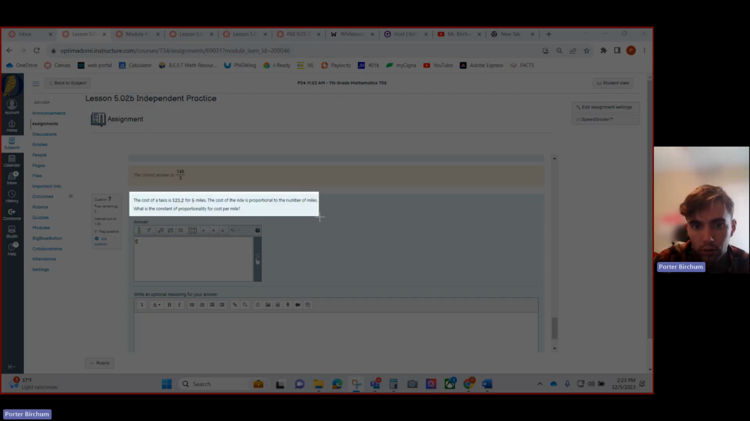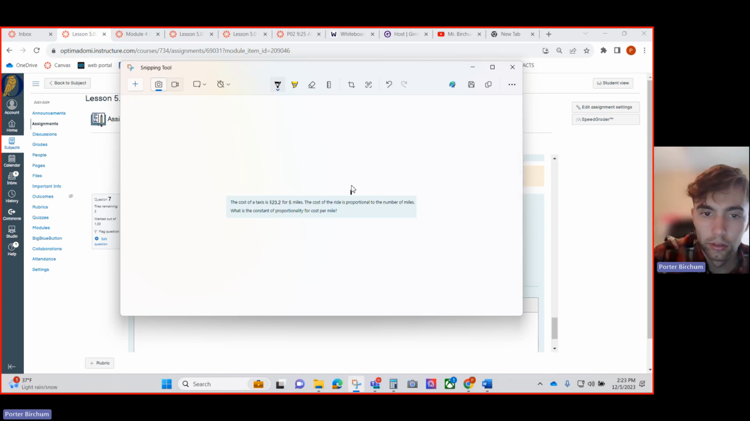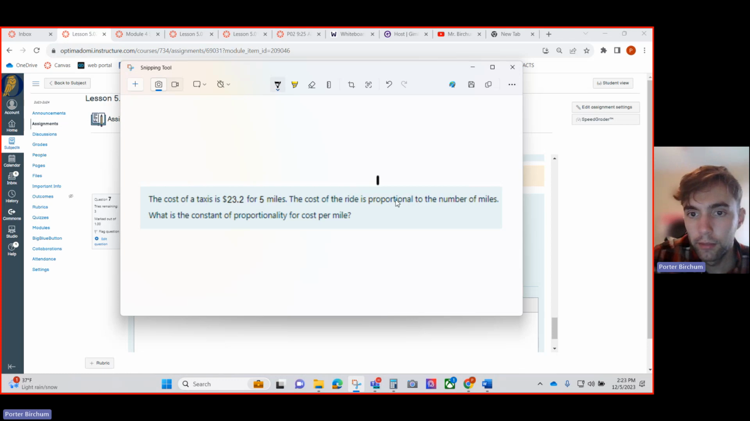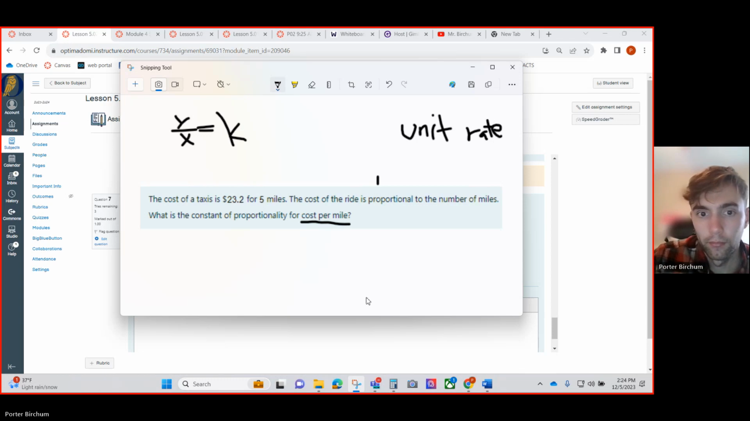Last question. The cost of taxis is $23.2 for 5 miles. The cost to ride is proportional to the number of miles. What is the constant of proportionality for cost per mile? To find the constant of proportionality, we can find it by finding the unit rate. To find the unit rate, we look at this special phrase, cost per mile.